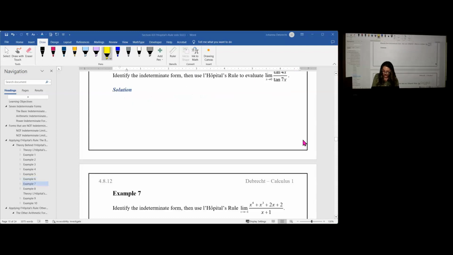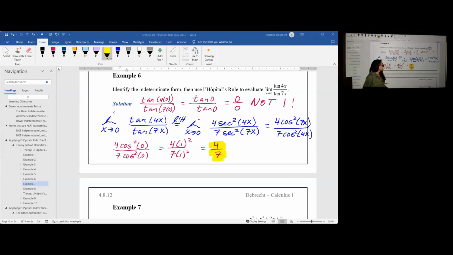Tangent of 4x divided by tangent of 7x, and the ratio of two polynomials in a rational function. In this particular case, you want to go ahead and substitute what the limit is approaching to make sure that you can apply L'Hopital's rule. Pause the video now to work it out. Let's go ahead and discuss example 6. This is one that we did learn to do in chapter 2, but it was quite difficult. It took a lot of work and a lot of algebra.